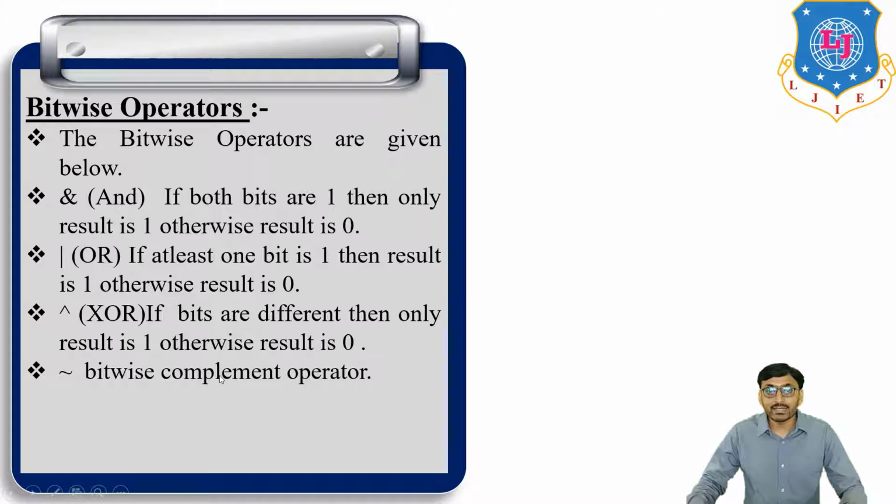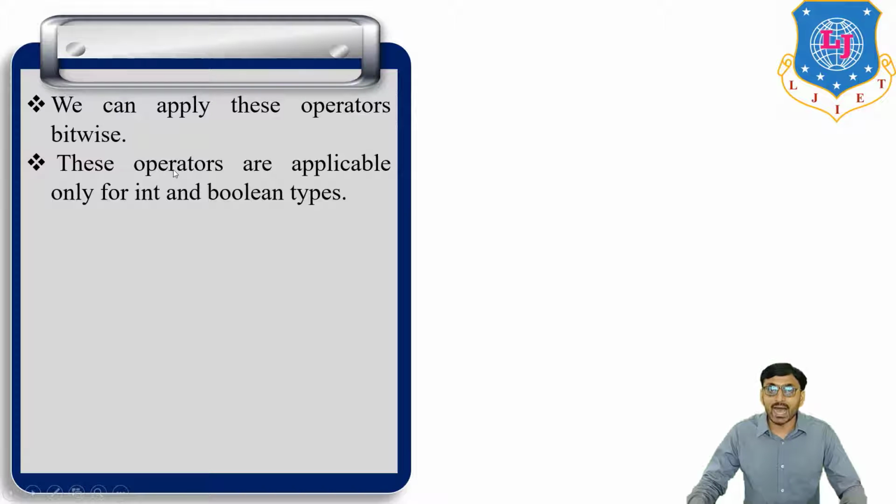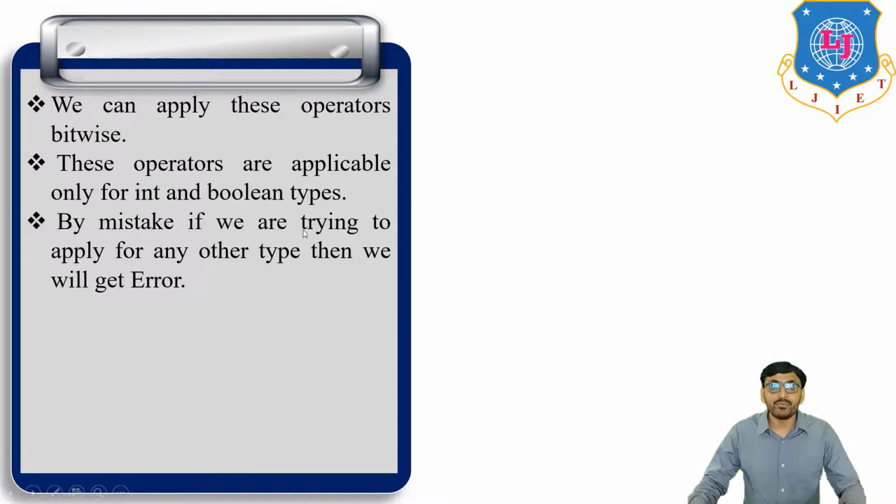Then this is the bitwise complement operator. It means 1 to 0. If we use this bitwise complement operator, then 1 becomes 0 or 0 becomes 1. We can apply these operators bitwise. These operators are applicable only for int and boolean types. Remember this: the bitwise operators are applicable only for int and boolean types, not for float values. By mistake, if we try to apply them to any other type, then we will get an error.